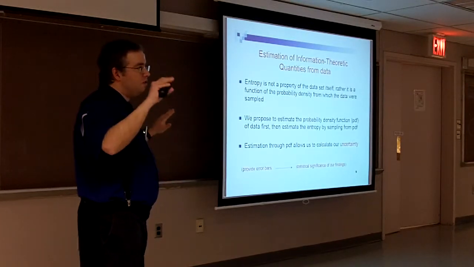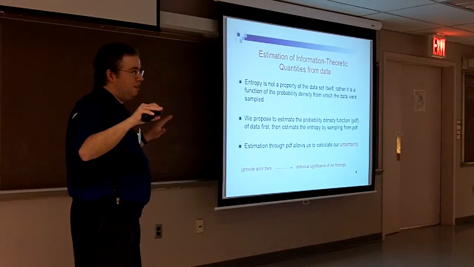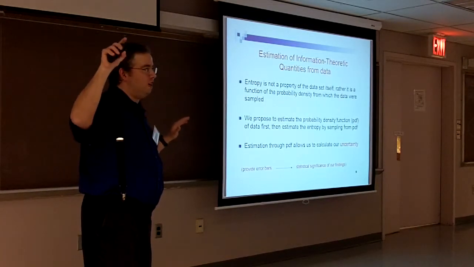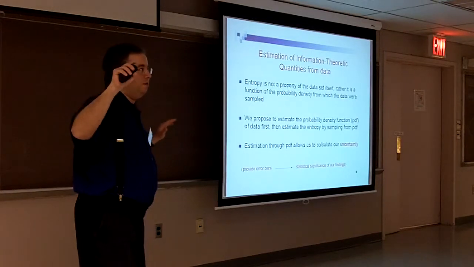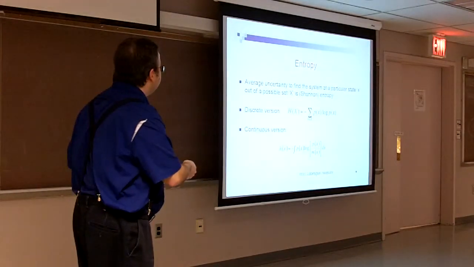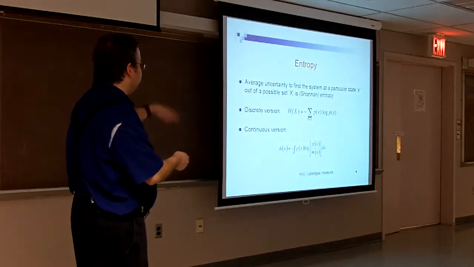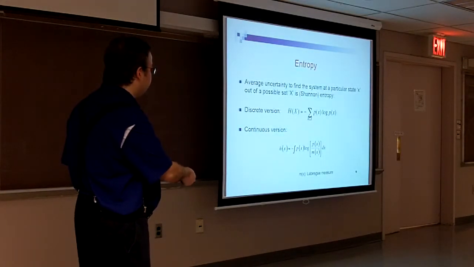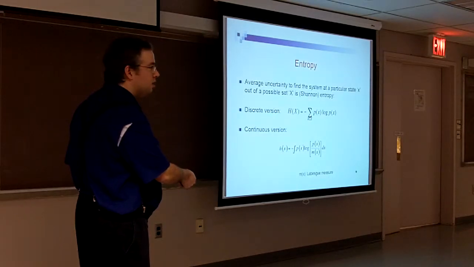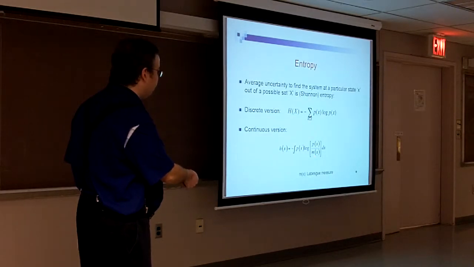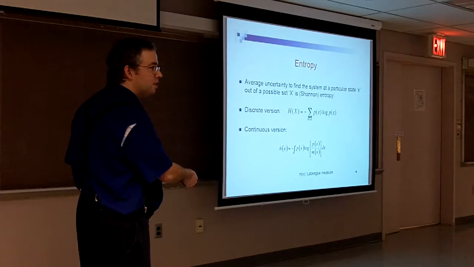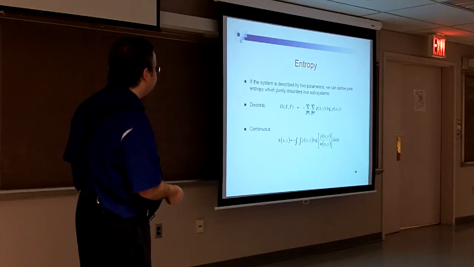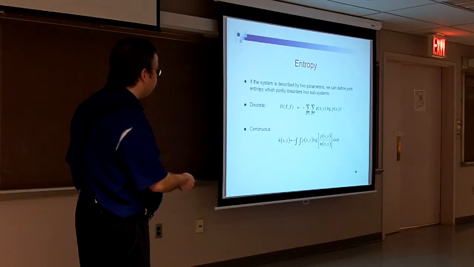I'm coming to the transfer entropy slowly, so I do not want to confuse you. Our goal is to estimate the transfer entropy. Okay? So entropy, everybody knows these equations. This is the discrete version. This is the continuous version. Don't forget the Lebesgue measure, which is very important. And the joint entropy for 2 dimensions.